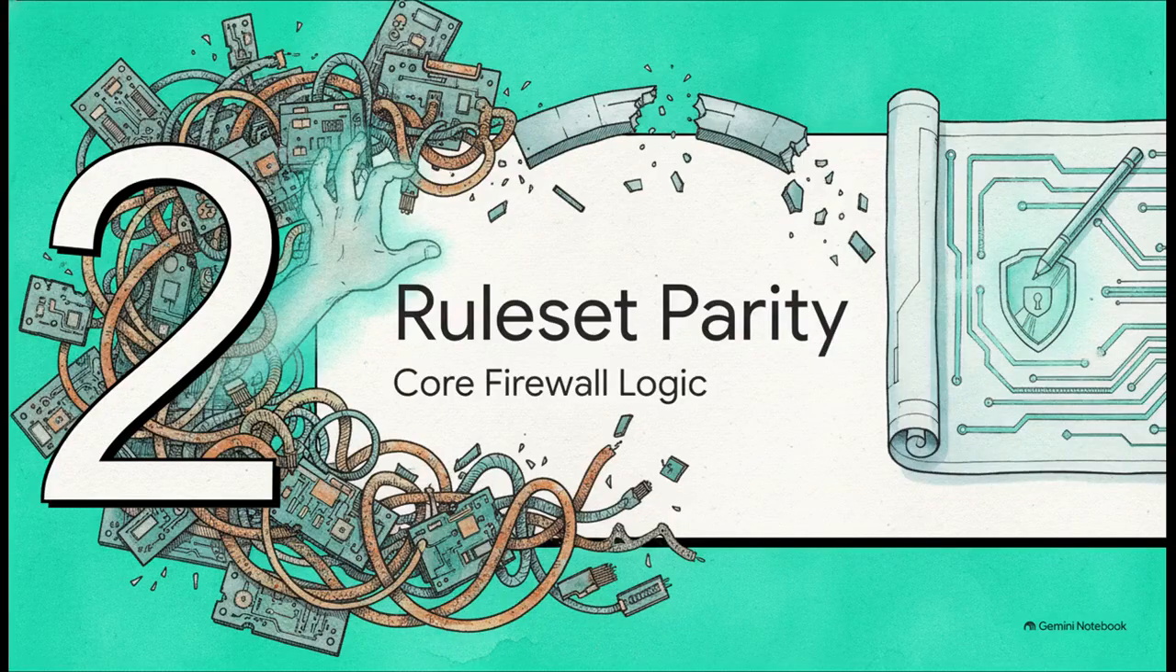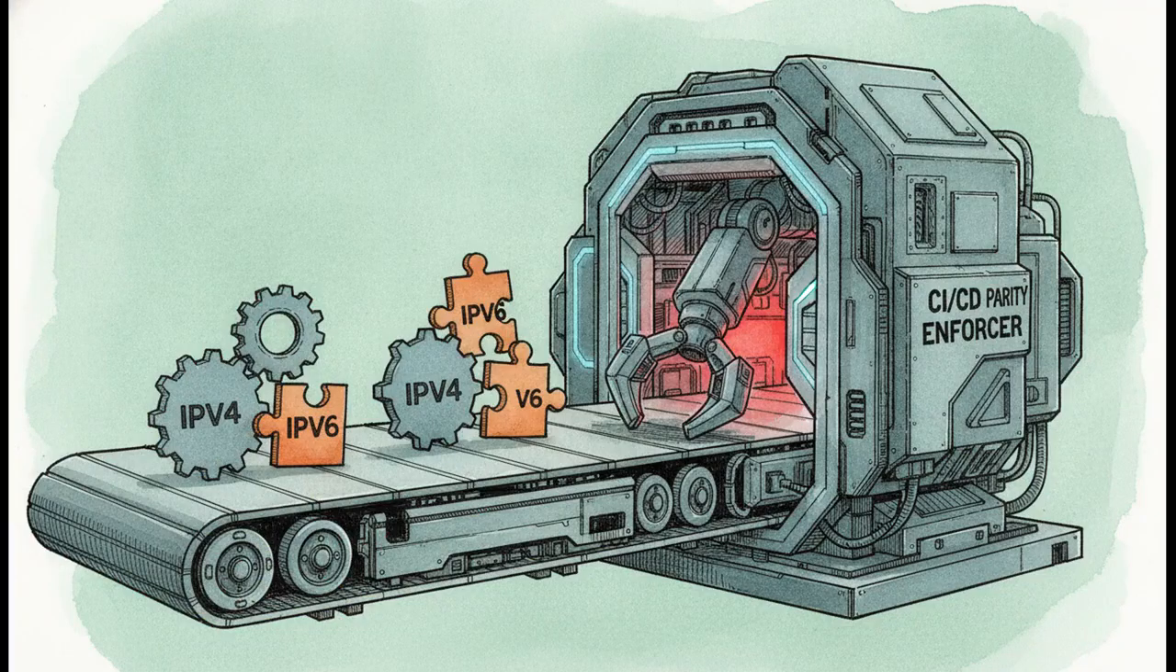Moving right along to Section 2, Achieving Rule Set Parity, the core firewall logic. The critical takeaway here is establishing strict IPv4 and IPv6 rule set parity. Every single IPv4 permit or deny rule must have a corresponding rule in the IPv6 address family, no exceptions.